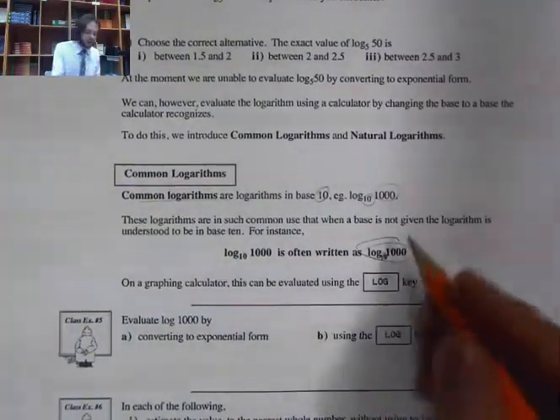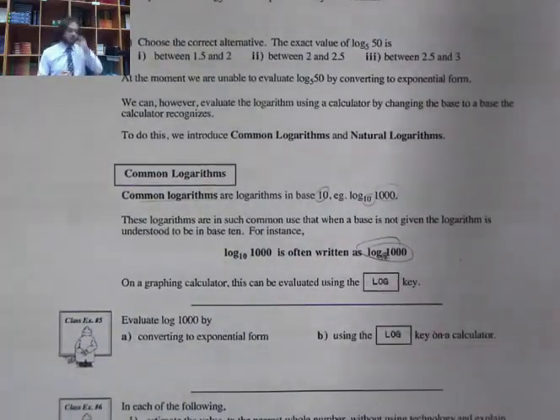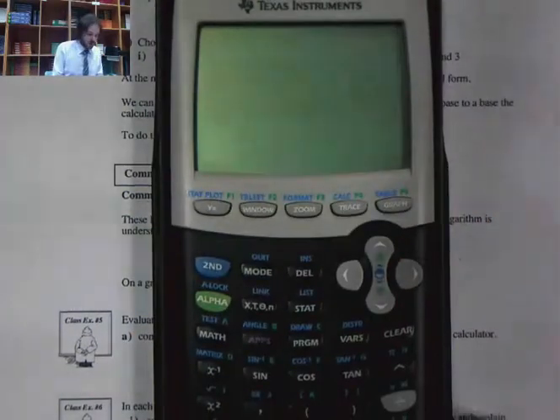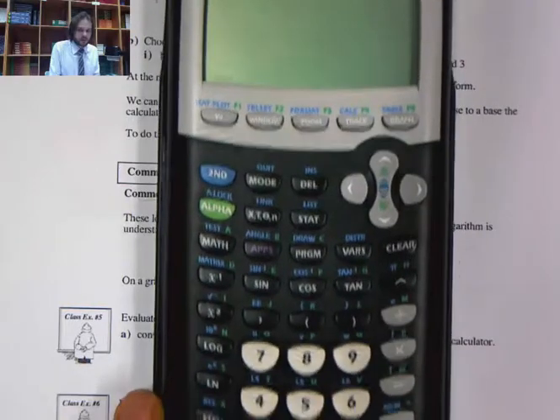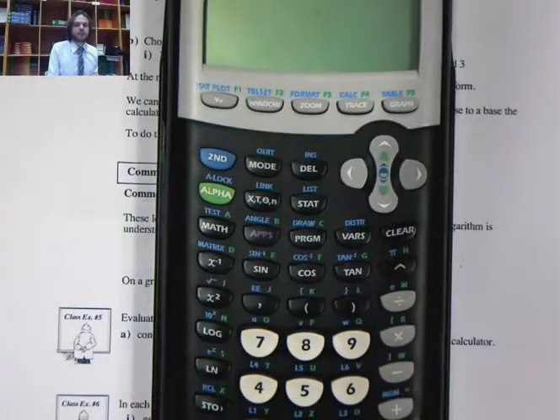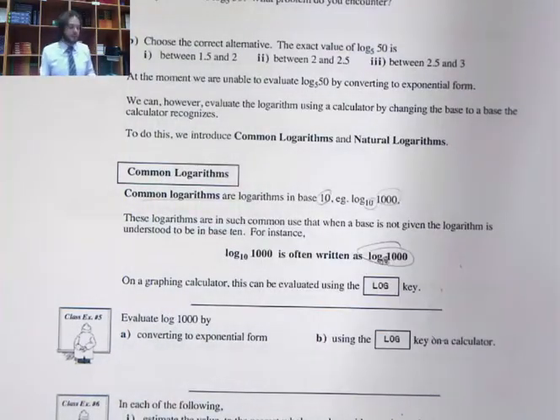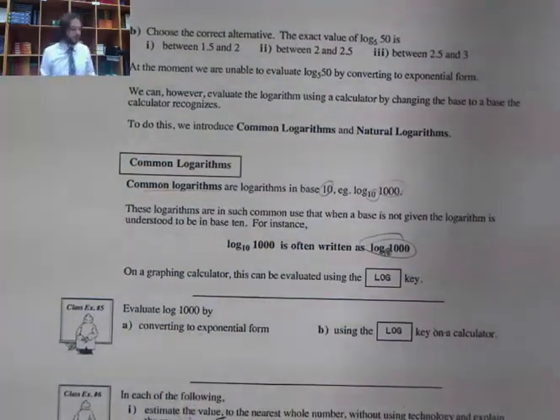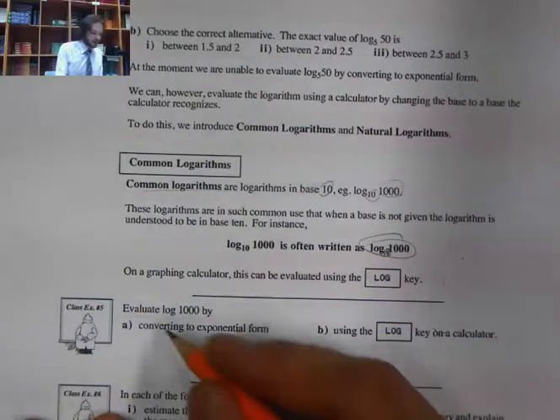Unless stated otherwise, it's going to be a 10 there. All right? Now in our calculator, our log button right over here, that's our log button. That is always in base 10. It's our common log.